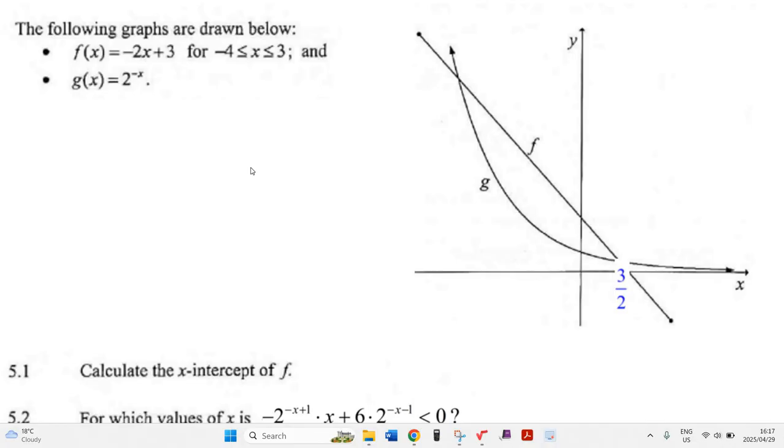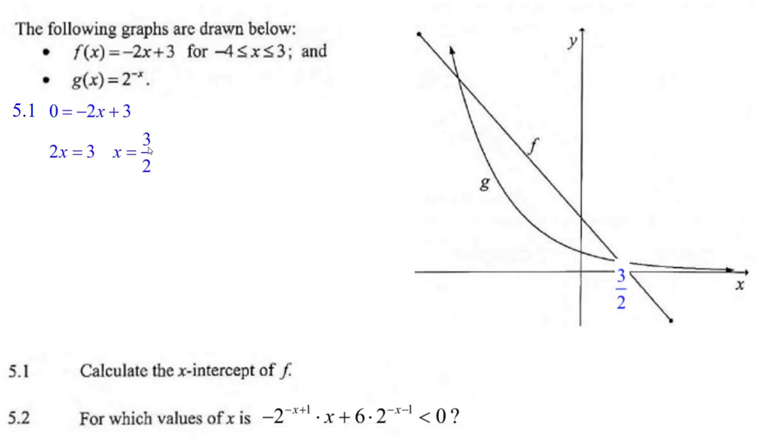Well, that's awfully easy. We just let y equal 0 and then solve it. So we add 2x and we divide by 2, and we get x is 3/2. There it is, the x-intercept.